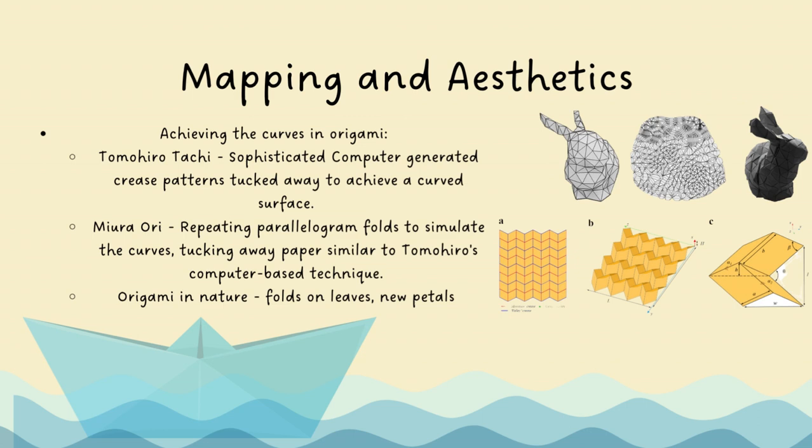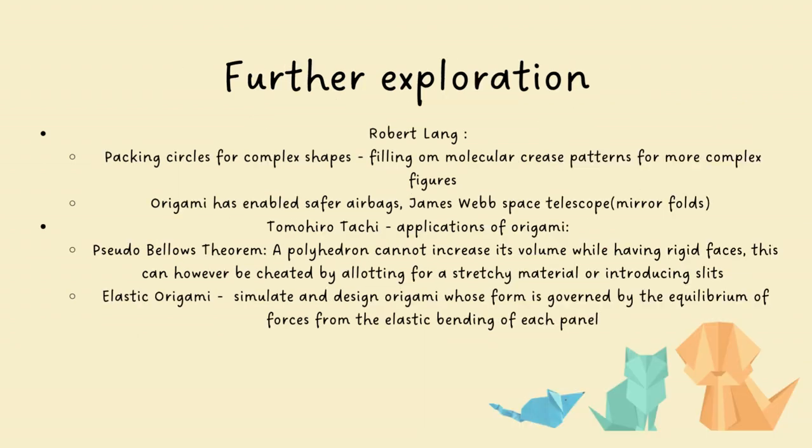Now, some applications of origami in nature are in the folds of leaves and flower petals, etc. Now, going on to the further exploration of origami, we can look towards Robert Lang for this, who states that you can utilize packing circles for more complex shapes and fill in molecular crease patterns in order to create these large, complex figures. Origami has also enabled safer airbags. It has allowed for mirror folds in the James Webb Space Telescope in order to generate a much larger, clearer image. For Tomohiro Tachi's research, he has had a lot of applications of origami in systems and technology.